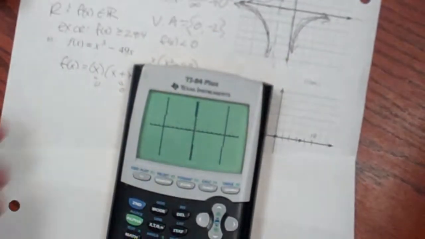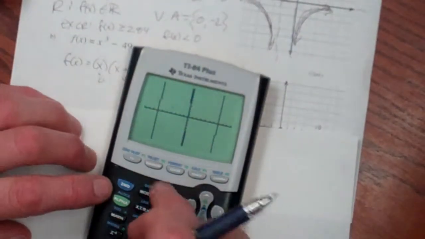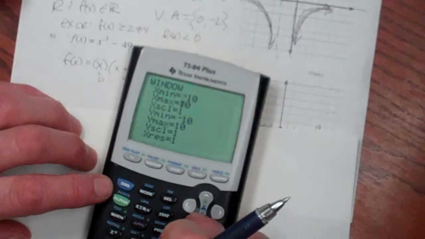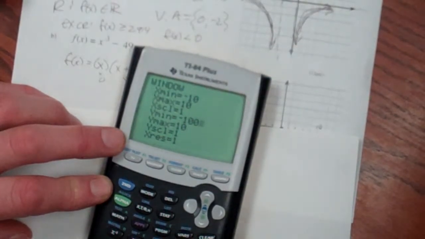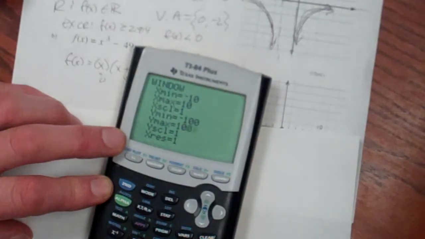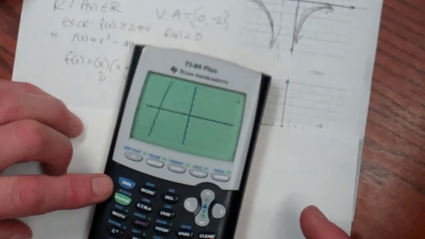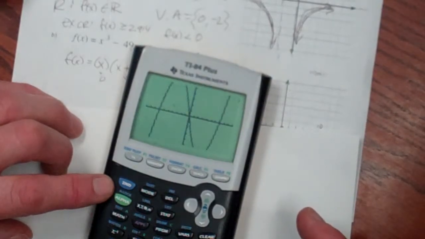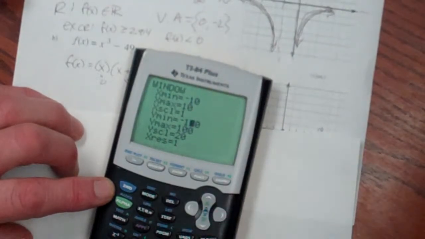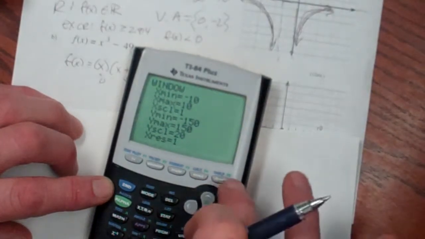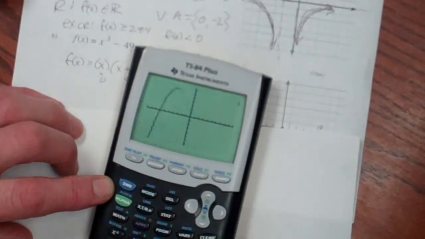Let's save the environment. I go to the window, and just let's try what happens when we make y like negative 100, if that's enough, and positive 100, and I'll change my scale to be, say, every 20. Do I see enough? I still don't see quite enough, but it's close, so I think I'll go 150 and 50 and 50, and there we go.